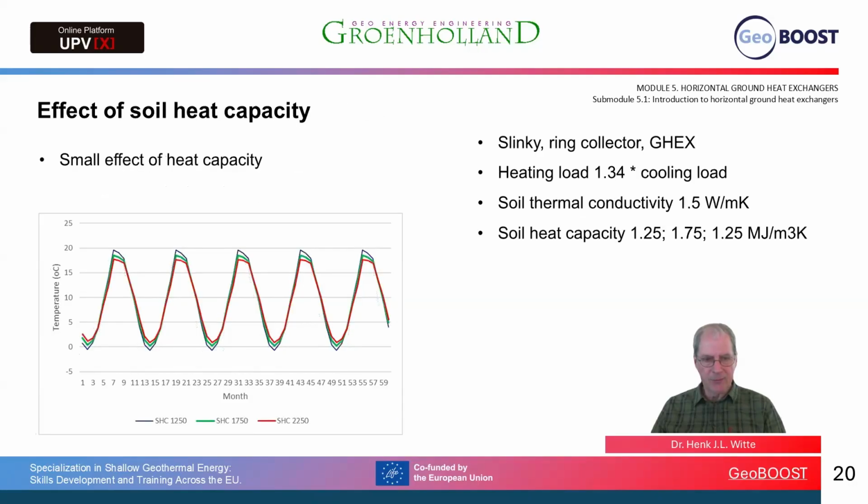Doing the same for the effect of soil heat capacity, we vary this by about the same magnitude of change, 1.25, 1.75, or 2.25 megajoules per cubic meter Kelvin, with a soil thermal conductivity of 1.5 watts per meter Kelvin in all cases. We can see that we have some variation of temperature in summer and winter, but not as big as we had for the soil thermal conductivity.